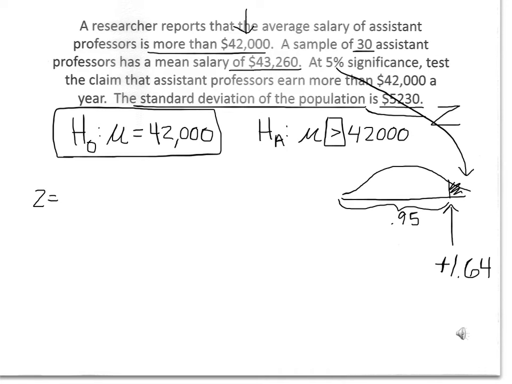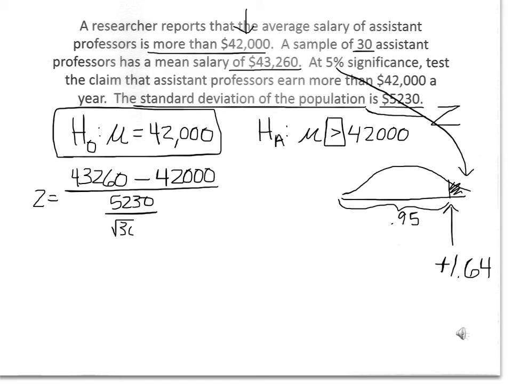I'm going to go get my test statistic. I'm going to plug in the x bar value that I got, the sample from the 30 assistant professors. I'm going to subtract my mu, and I'm going to divide it by my standard error, which is my standard deviation divided by the square root of my sample size. And I'm going to get a test statistic of positive 1.31, which is going to fall just slightly shy of that 1.64 critical. So this is going to end up falling in the non-critical region.